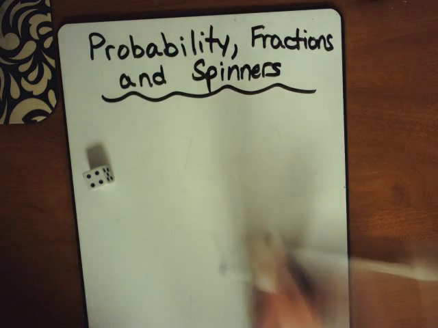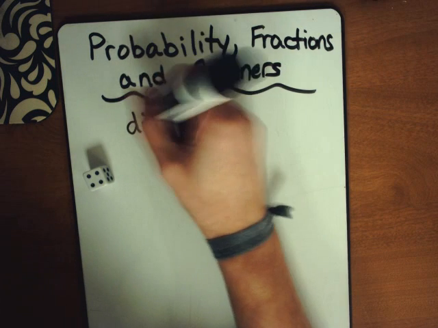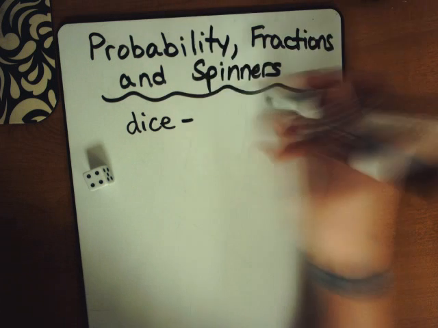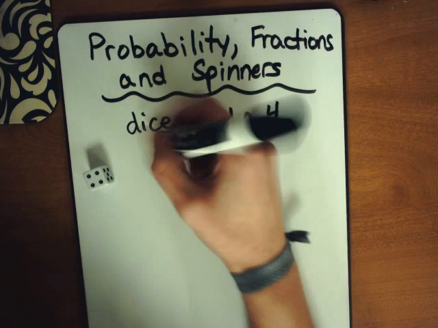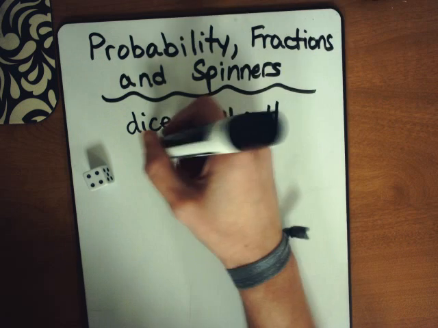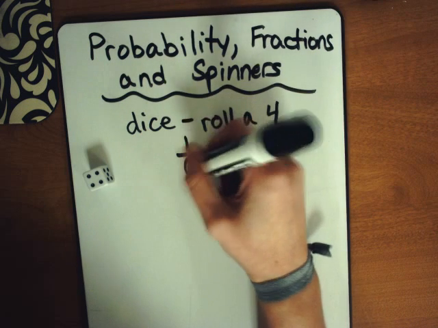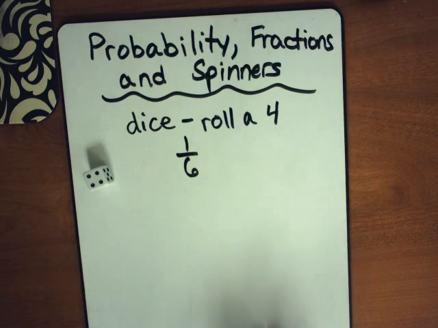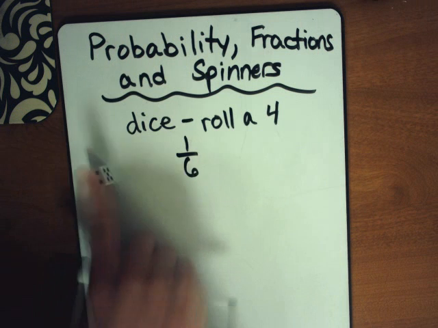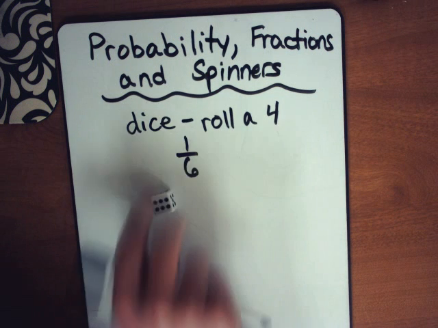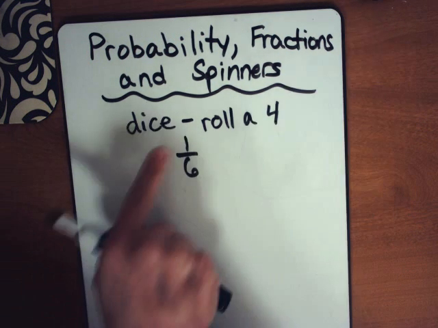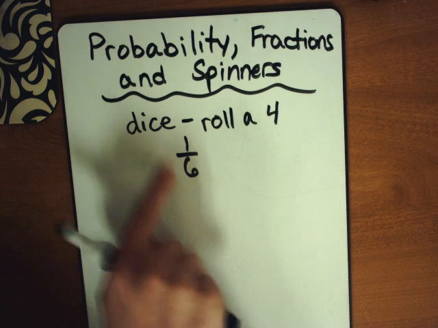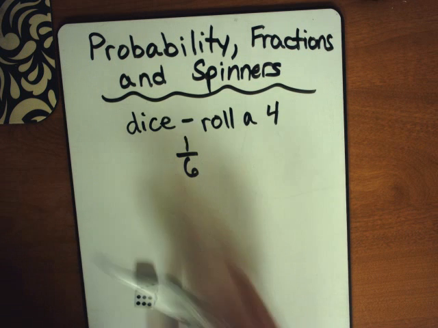So the probability on a dice to roll a 4 is 1 out of 6, okay? So the probability of rolling a 3 is 1 out of 6. You have this many 6s on there out of this many pieces total, okay?